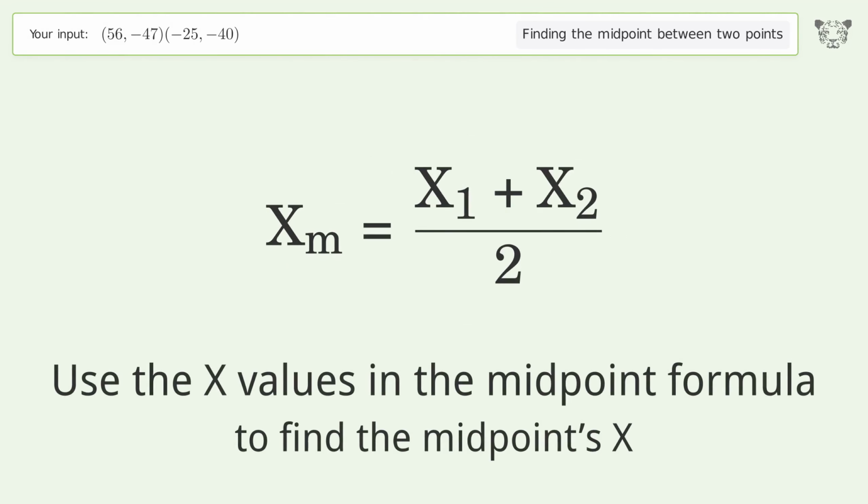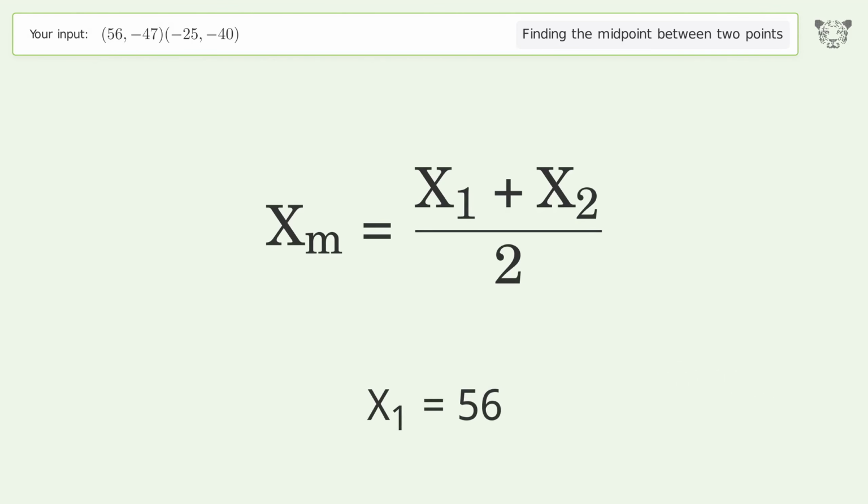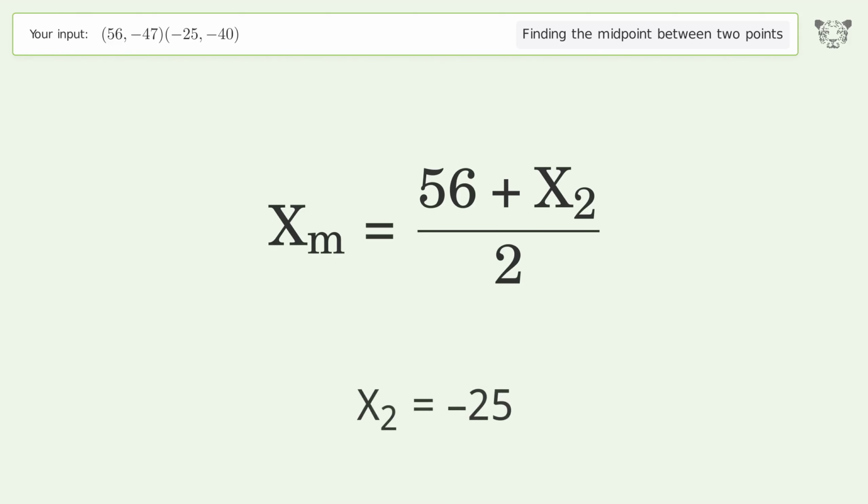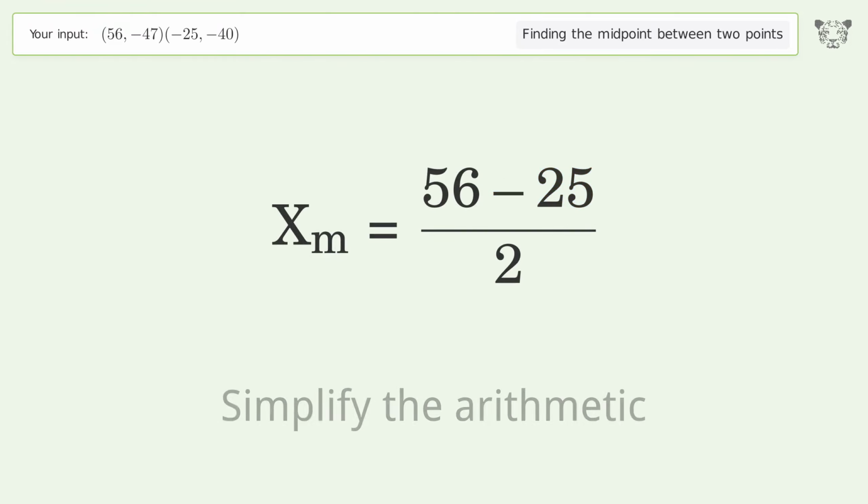Use the x values in the midpoint formula to find the midpoints x. x1 equals 56. x2 equals negative 25. Simplify the arithmetic.